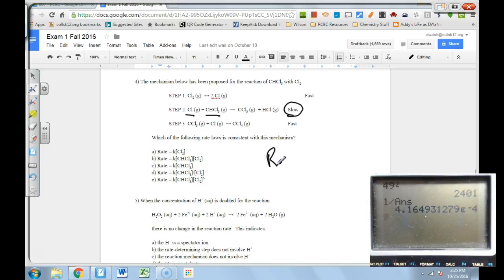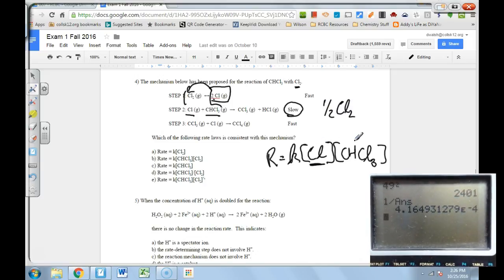So we're going to have R equals K, and then the concentration of Cl times the concentration of CH3. But the problem is Cl is not one of the reactants. So we have to find out where that is produced, which is right here, and then we have to see what's going on. Notice that for every one of these, 2 of those is produced. So that means that for every one of these, we only need a half of a Cl2.